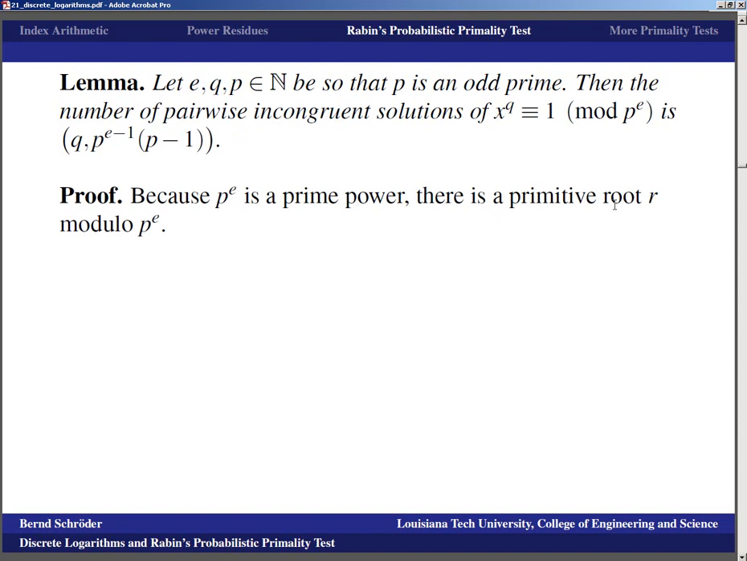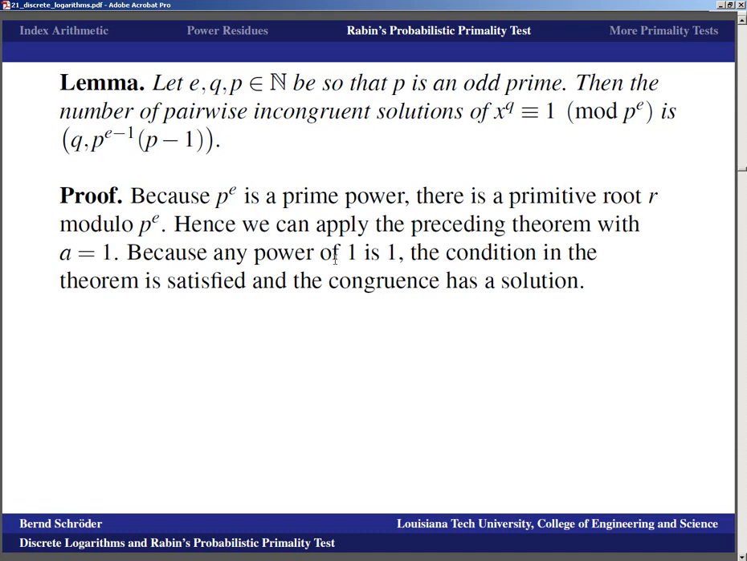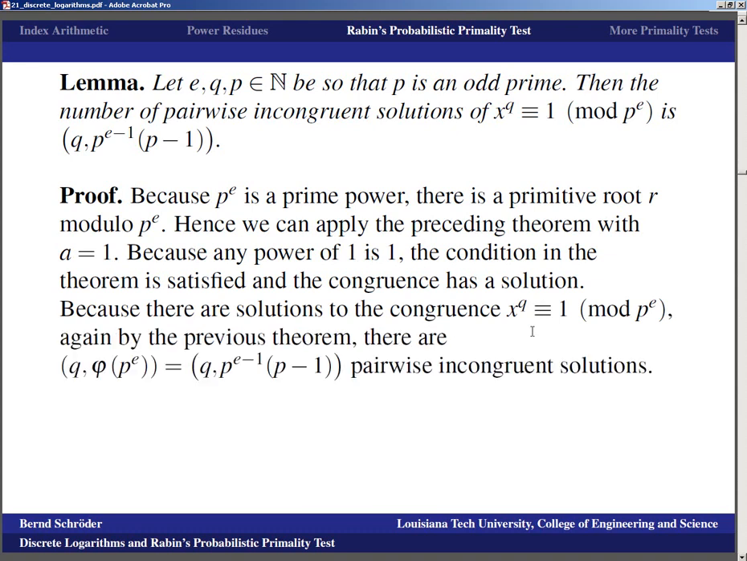Because P to the E is a prime power, there is a primitive root R modulo P to the E, right? That's something that we must not forget, because it is not always the case that there are primitive roots. And that means we can apply the preceding theorem with A equals 1. Because any power of 1 is 1, the condition in the theorem is satisfied and the congruence has a solution, because the condition was that we take A, which is 1, raised to phi divided by some divisor of phi, so it's 1 to an integer power, so all that works out. So there is a solution, and by the previous theorem there are the greatest common divisor of q and phi of P to the E pairwise incongruent solutions, and that greatest common divisor is just the greatest common divisor of q and P to the E minus 1 times P minus 1.